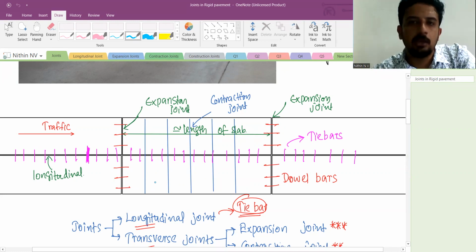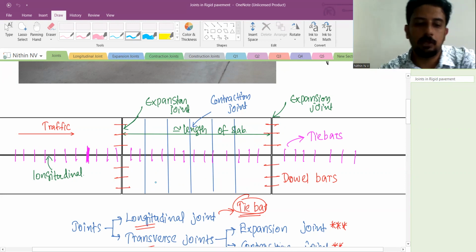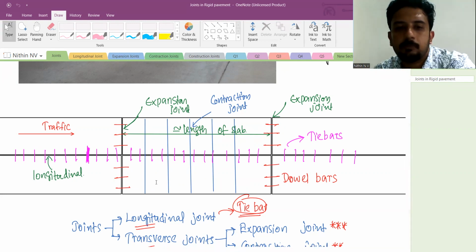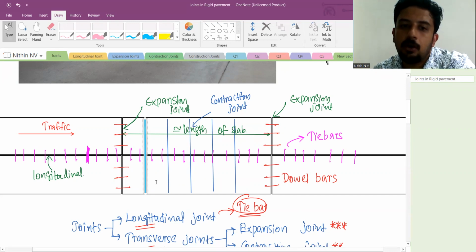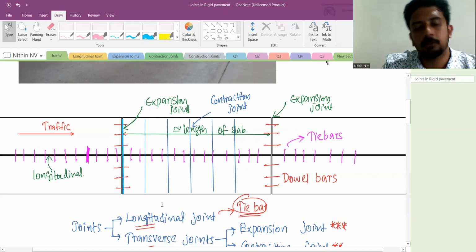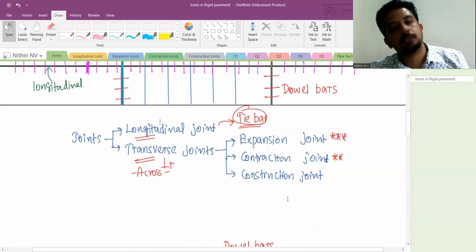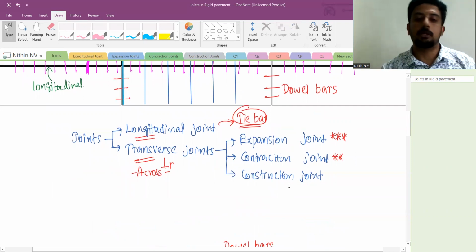We will not be seeing construction joints there. Suppose if you want to draw, you can draw either on the expansion joint or on the contraction joint. That's it. Simple. Understood, guys? That's all about all the joints. I hope you got the concept clearly.